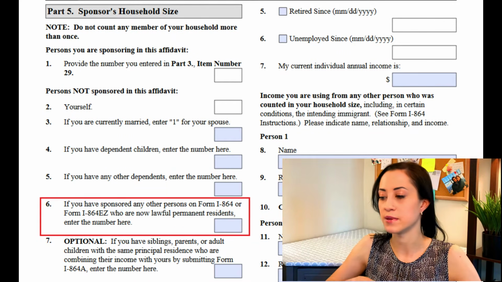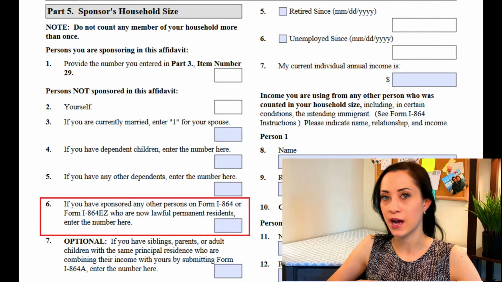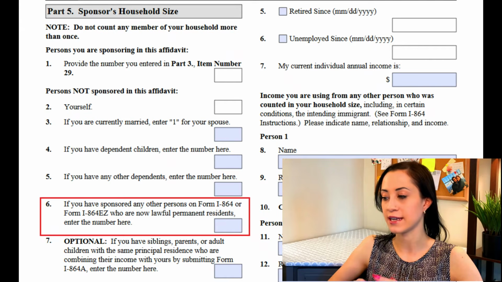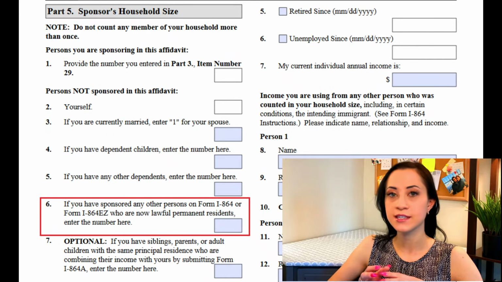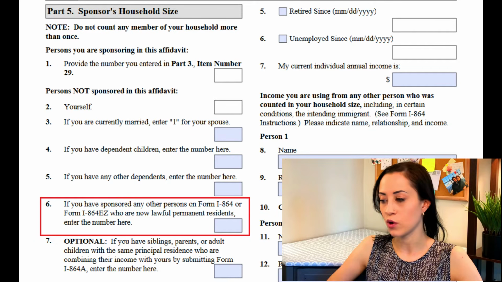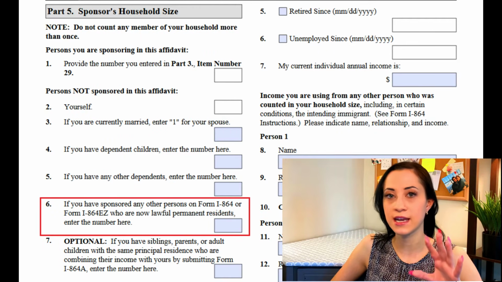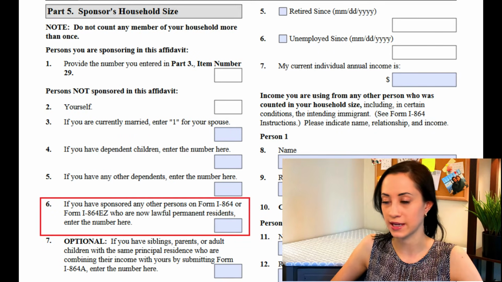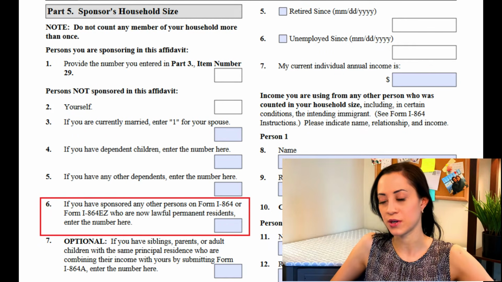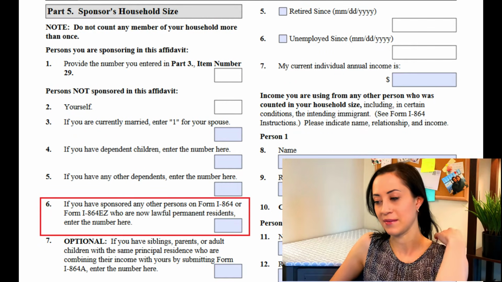You will leave this blank for your spouse, who technically, yes, you're still their sponsor. Yes, your spouse still has a green card and you filled out their I-864 before. However, you have already counted them in number 3 under your spouse. So USCIS tells you to leave this one blank. This will only apply if you have not included this person anywhere before.